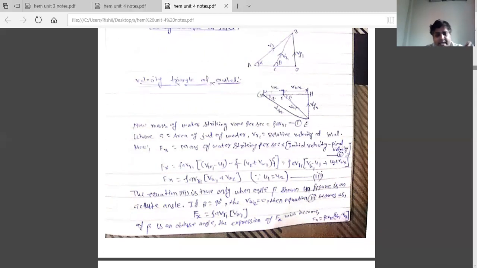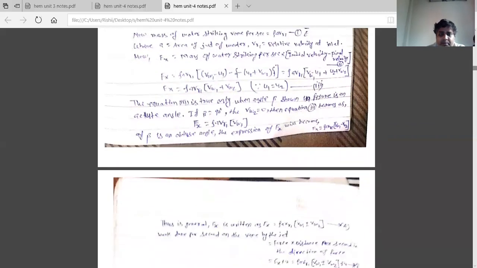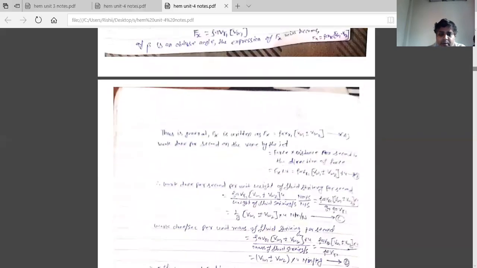If beta is equal to 90 degrees, then Vw2 is equal to 0, and equation three becomes Fx is equal to rho a Vr1 Vw1. If beta is an obtuse angle, then the expression will change to rho a Vr1 into (V1x minus V2x). This is the general form: Fx is equal to rho a Vr1 (Vw1 plus Vw2), equation 4.